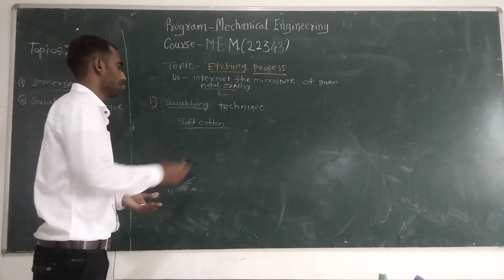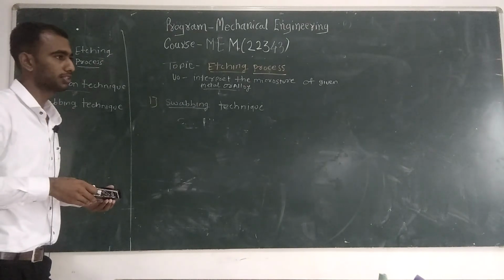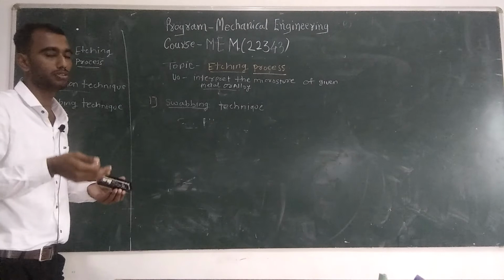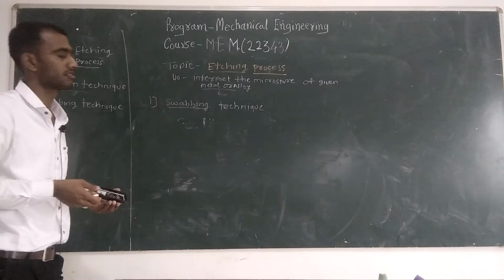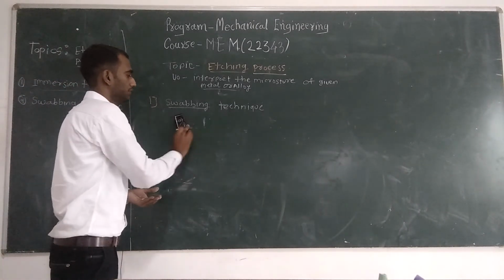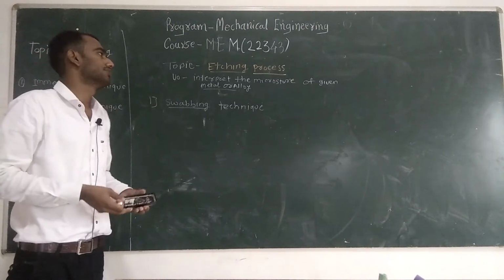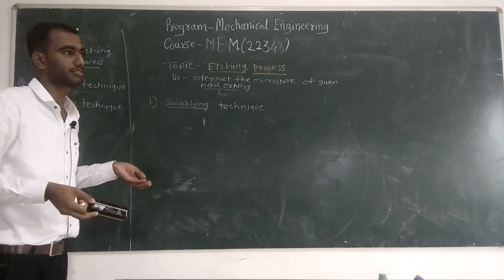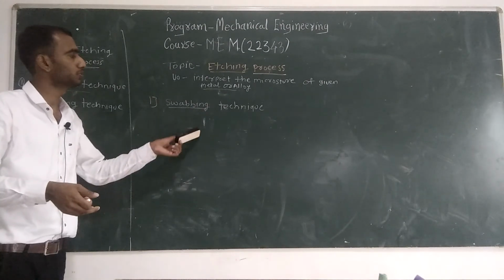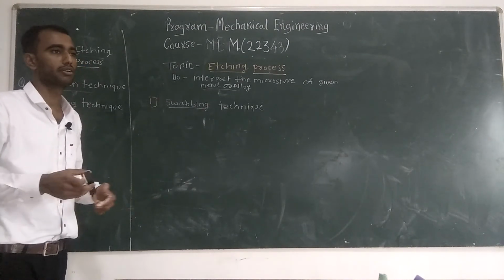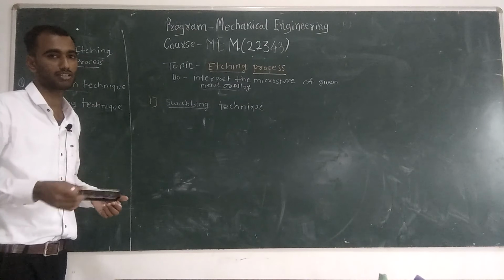Whatever time is required for the swabbing technique or etching process depends on which type of metal is going to be etched. Generally, the time taken for the etching process varies from a few seconds to 30 minutes. This is all about the etching process that is done after the polishing operation, and after etching the specimen is completely ready for microscopic examination, which is done under the microscope.